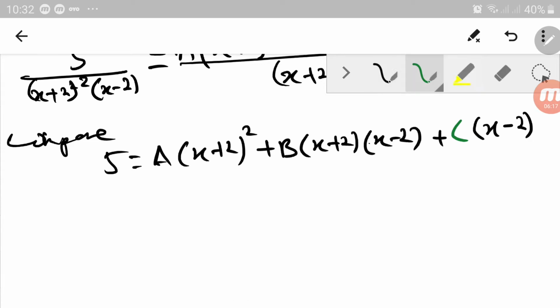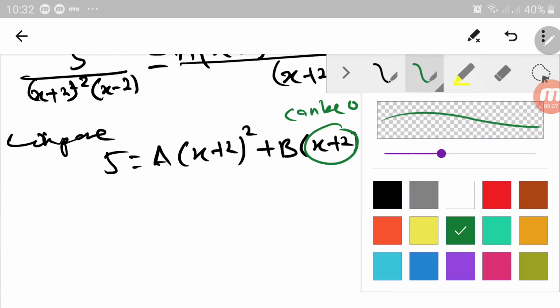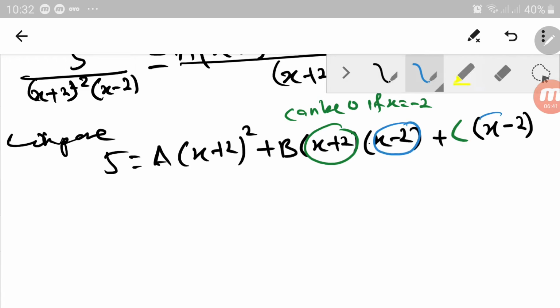Now from this, we see the factors, I would say, the brackets, these 3 brackets. What we can say is that this whole thing can be 0 if x equals minus 2, while these 2 can be 0 if x equals 2.